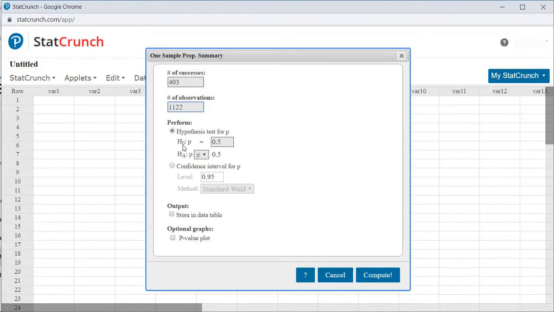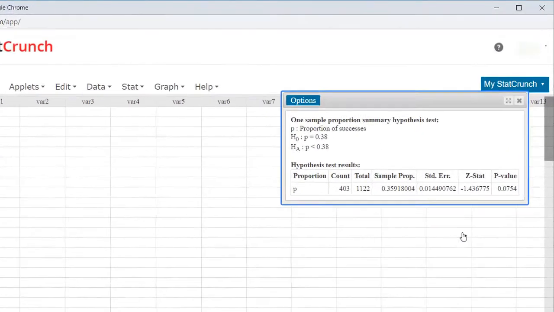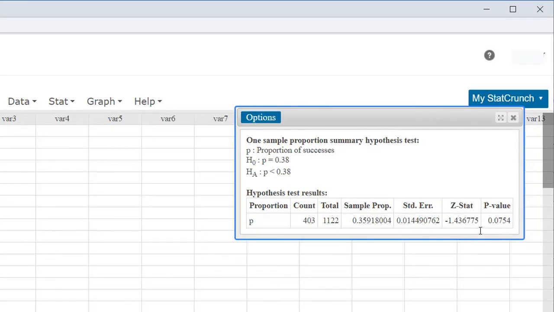So our null hypothesis, H naught, is that P equals, and we're going to fill in the value here. Well, our value is 0.38. Notice when I fill that in, it automatically puts 0.38 down here for the alternative hypothesis. Notice that for the alternative hypothesis, StatCrunch uses an H with the subscripted A instead of an H with the subscripted 1. It's still the alternative hypothesis. All I have to do is select the appropriate inequality for my alternative hypothesis, which in this case is less than.